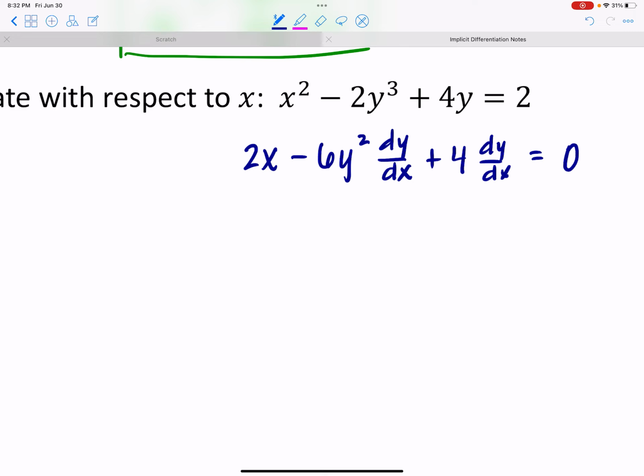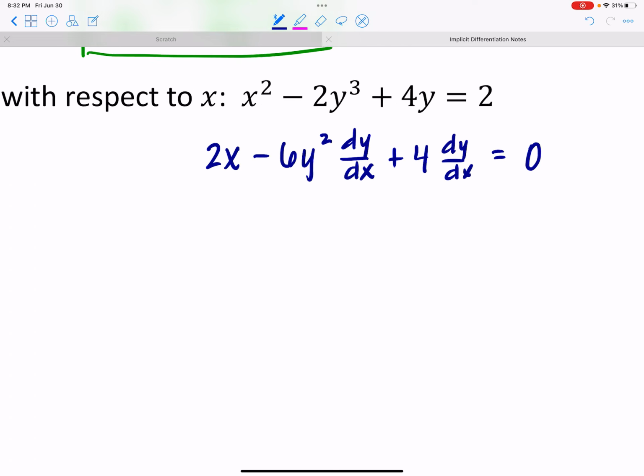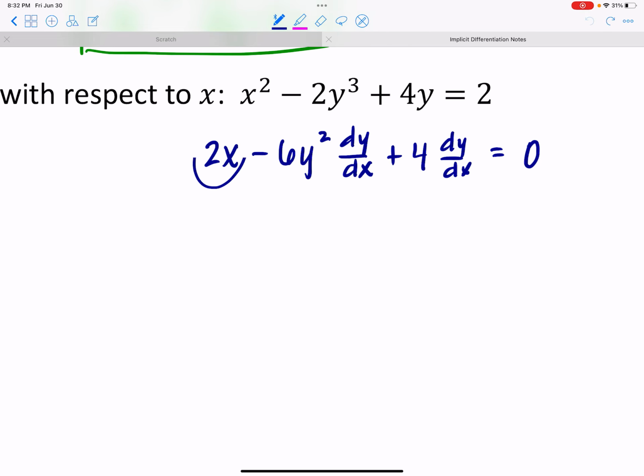So we differentiated all those terms separately. That's what our sum and difference rule says we can do. Now everything with the dy dx stays on one side, everything without goes to the other side. So in this one I just need to move the 2x over. I know it's going to become a negative 2x over here. And these two terms are going to stay because they have the dy dx in common. We're going to factor that out.